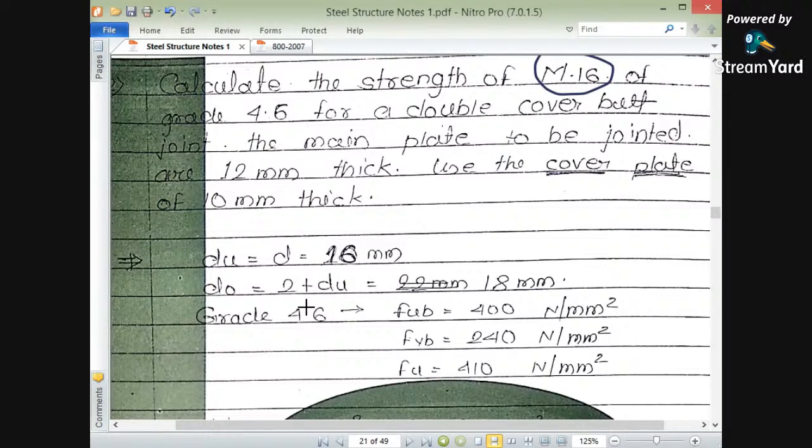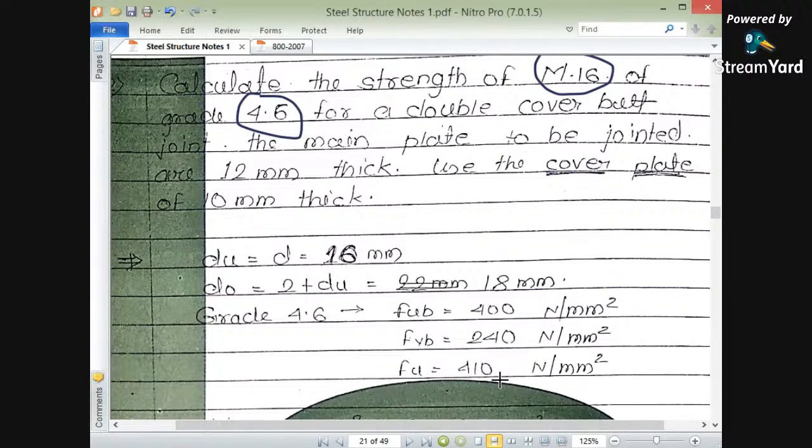What is the grade of bolt? Here it has been taken as 4.6. Depending upon this 4.6, we have to refer to the table in IS 800 2007. So FUB, the ultimate tensile stress, is equal to 400 Newton per mm square for grade 4.6. FYB has been taken as 240 Newton per mm square, and FU has been taken as 410.